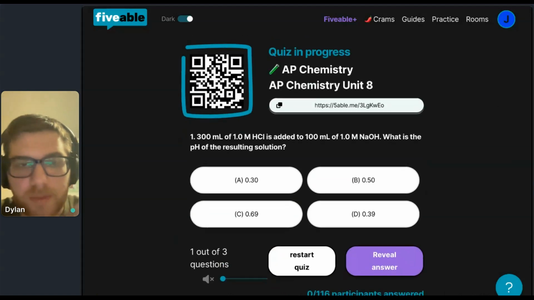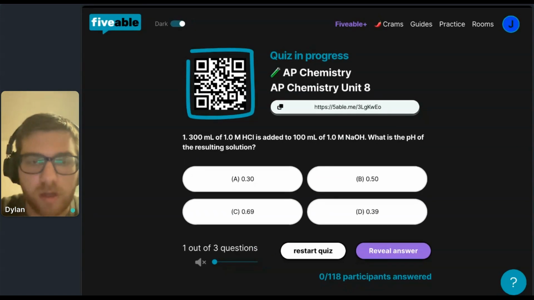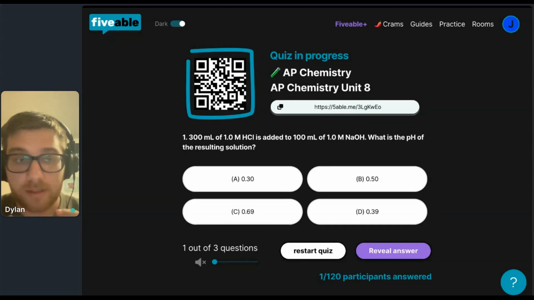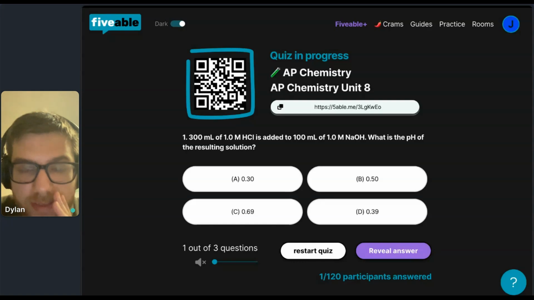Okay, so 300 milliliters of 1 molar HCl is added to 100 milliliters of 1 molar sodium hydroxide. What is the pH of the resulting solution? I want to make a note. Quick hint. This is just an acid-base reaction. So write out the reaction and then do the stoichiometry.